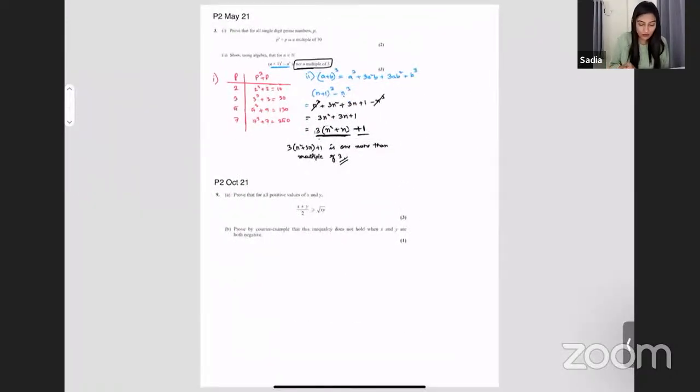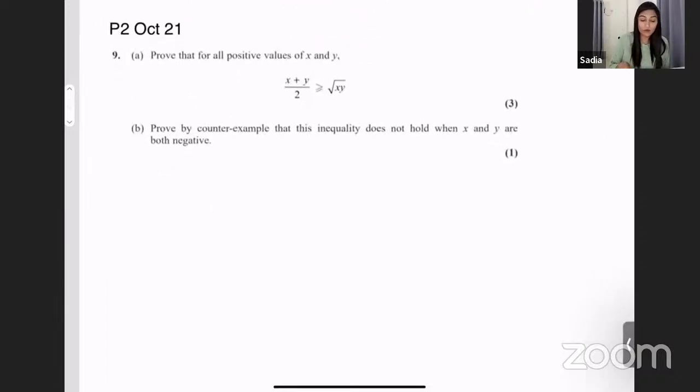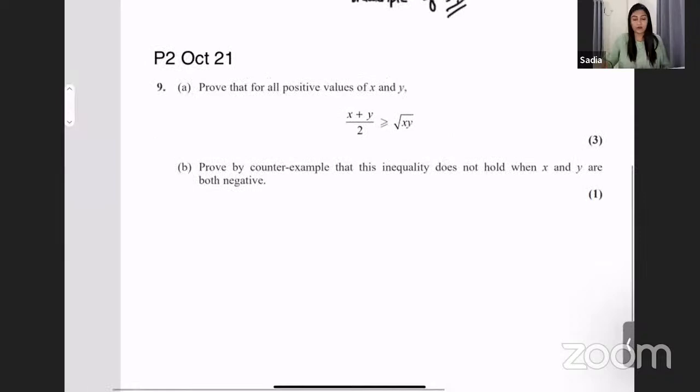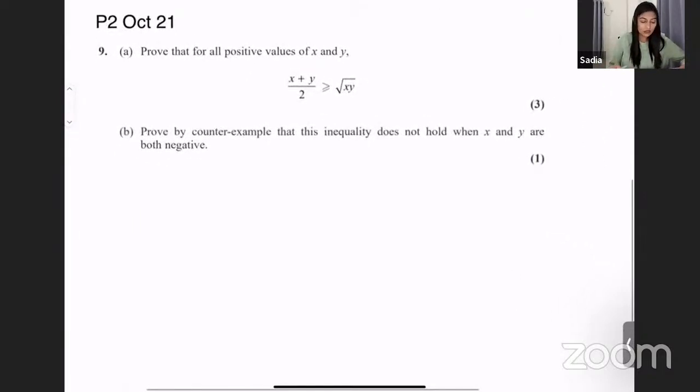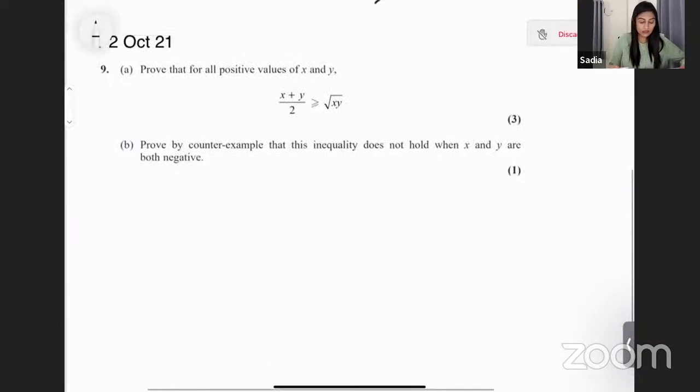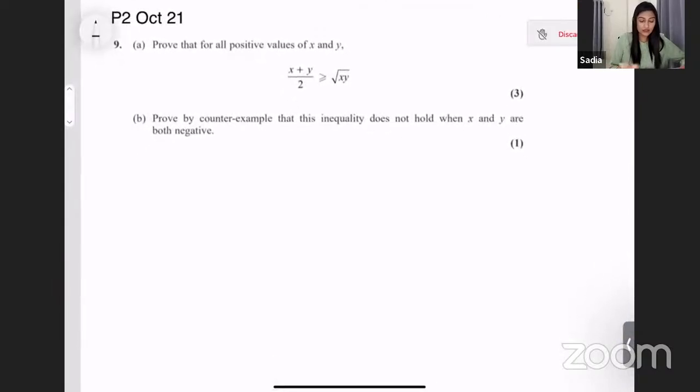Let's move to October 21. Like I said, I'm covering all the proof-related problems from the P2 past papers and sample assessment paper. So in October 21, we had this question, number 9, which is also based on inequality. We have this greater than or equal to sign here. So 9a.